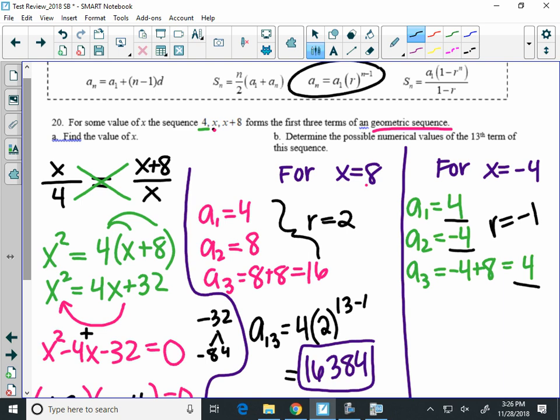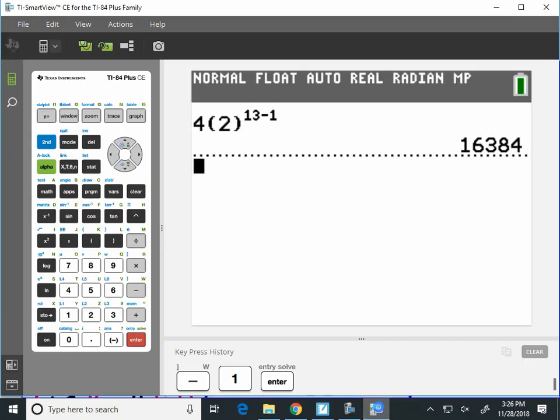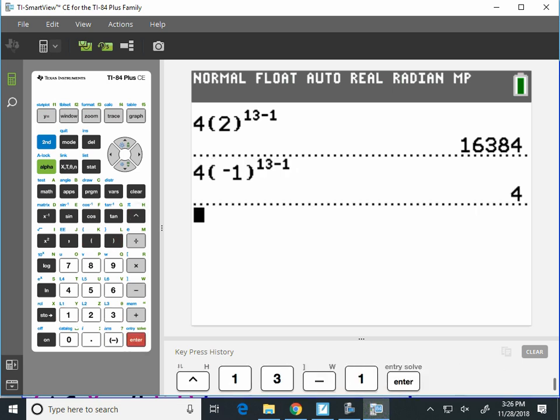Well, now that I know that, I can find the 13th term one more time. So I'll take the first term times the common ratio to the 13 minus 1 power. So I'll have 4 times negative 1 to the 13 minus 1 power, which is 4.